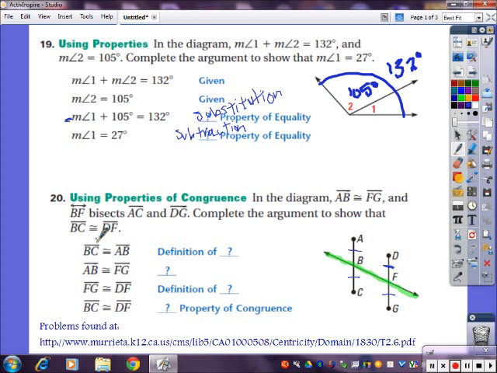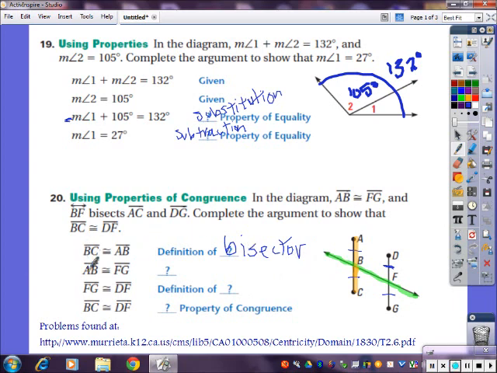So segment BC is congruent to AB. Well, I knew that. I already marked it. BC congruent to AB. I marked that because it told me that line BF bisected it. So my reason that I knew that is the definition of a bisector, because that's what a bisector does.